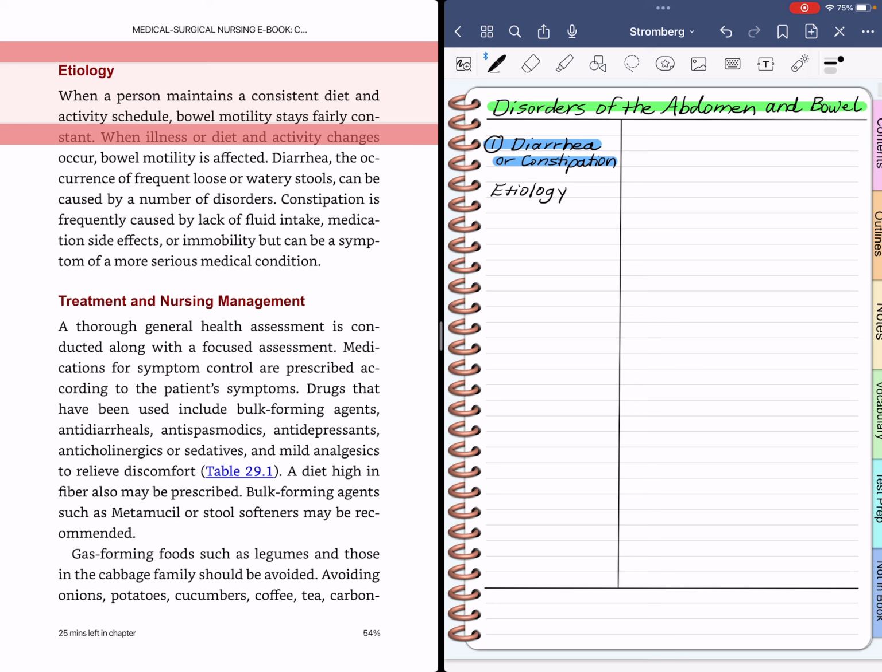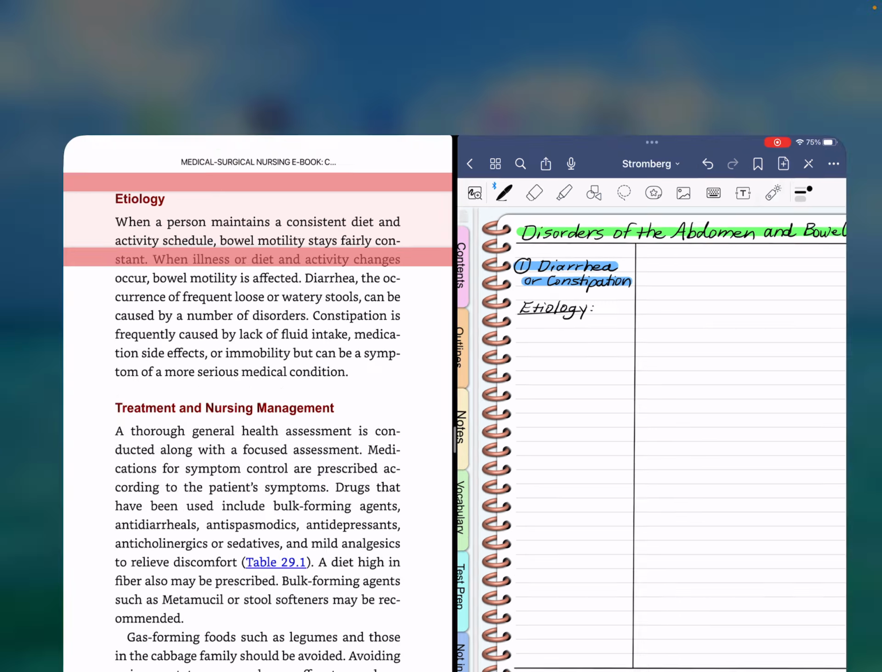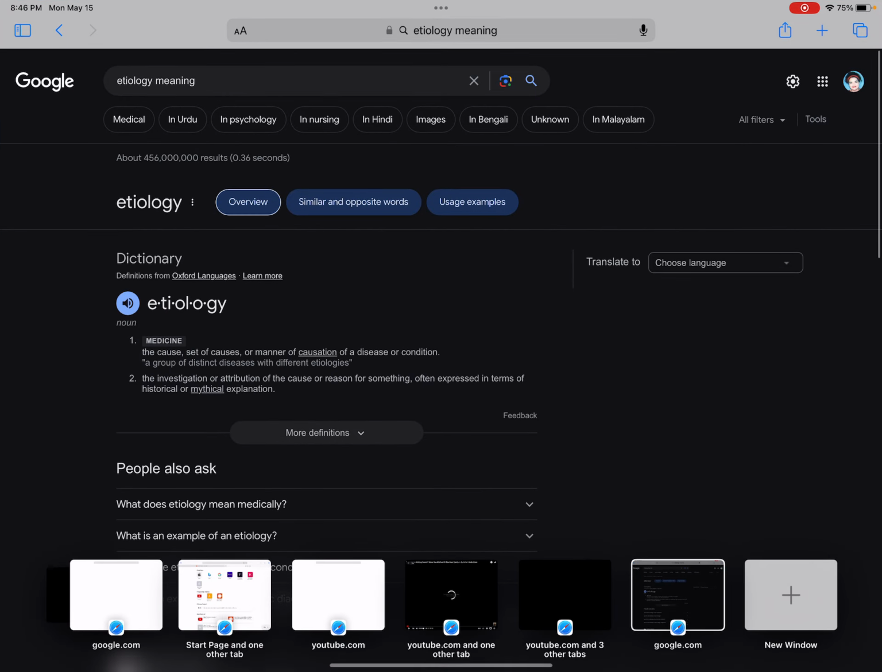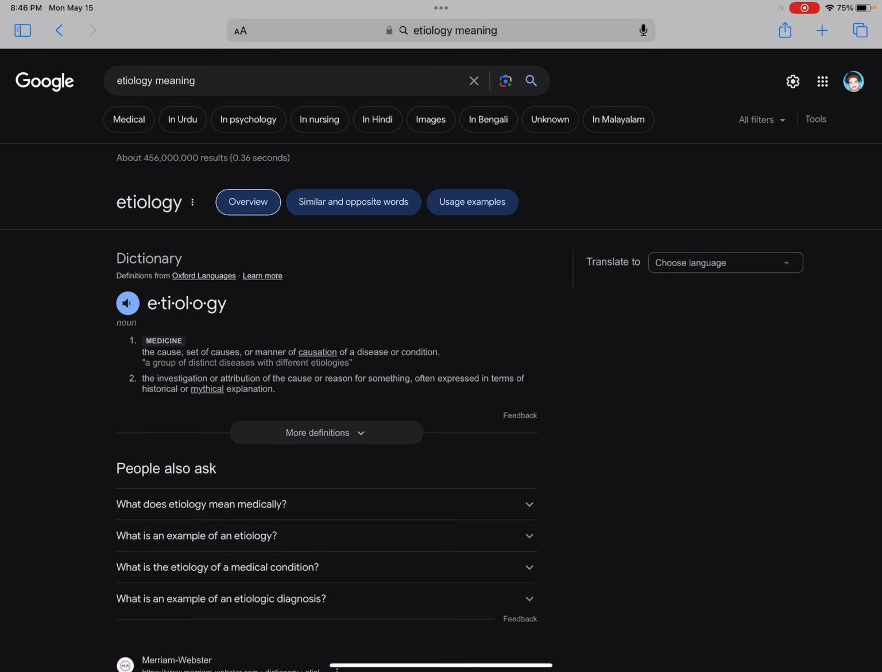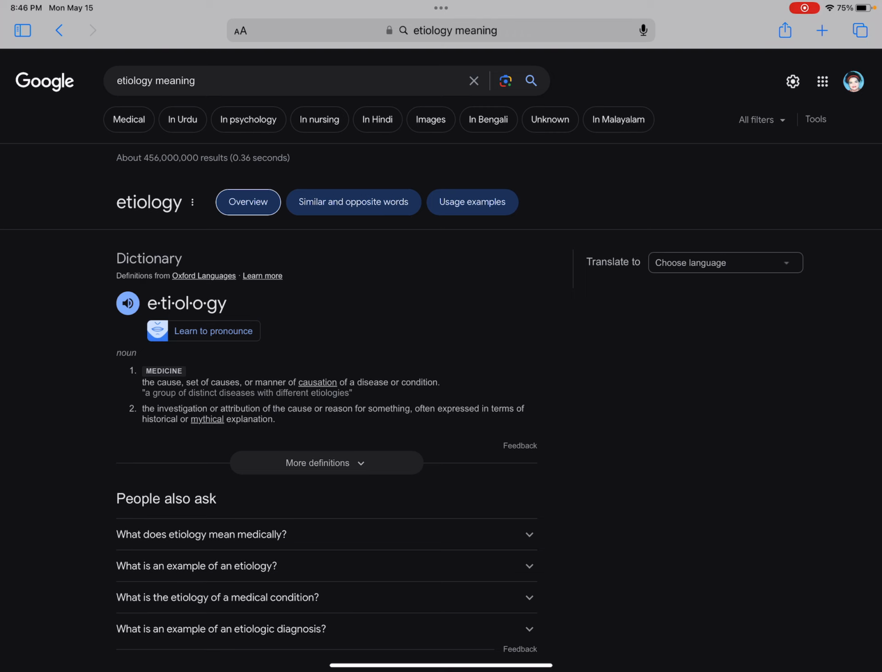Now, if this is the first time you're seeing this word and you don't know what it means, stop right here and go look it up. Don't wait for the next time, because the next time you need to know it. A good way to do this is just to open an internet browser and Google the word. So here it even pronounces etiology for me and helps me learn to pronounce it.